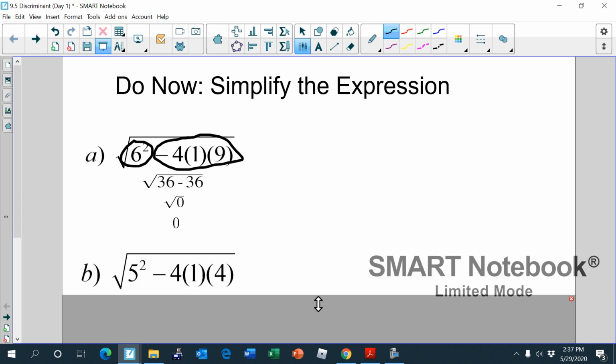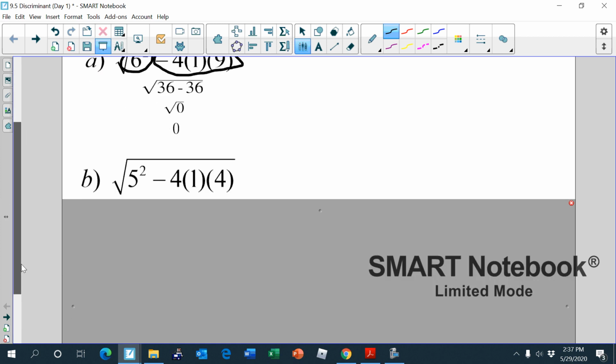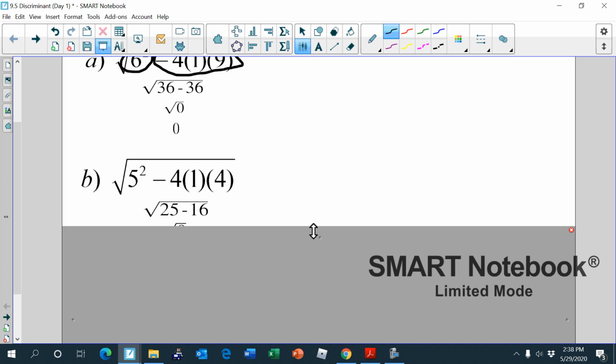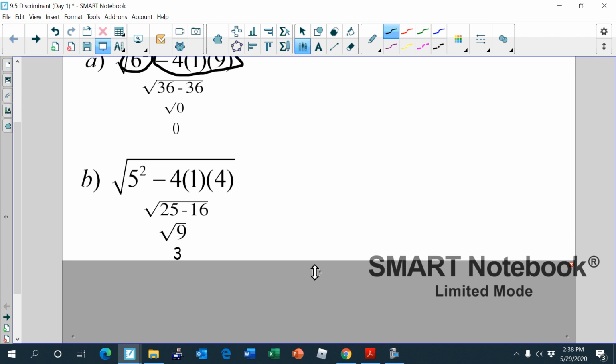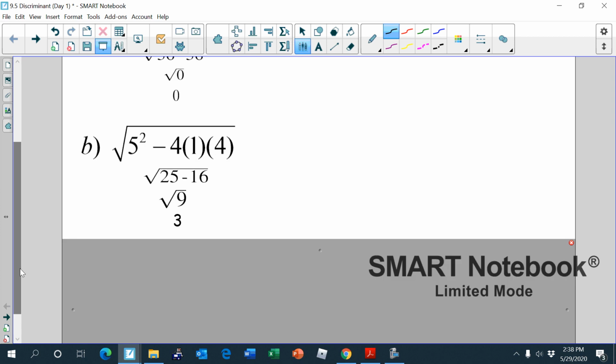All right, let's try another one. Our second do now. It says 5 squared, again, so your 5 squared gets done first, so that's going to be 25, it's going to be written down here, minus, we have 4 times 1 times 4. You could look at it 2 different ways. You can look at it as negative 4 times 1 times 4, which is negative 16, or you can look at it as minus 4 times 1 times 4, which is just 16. Either way, it should be 25 minus 16. We get 9, and of course, we know that the square root of 9 is 3.